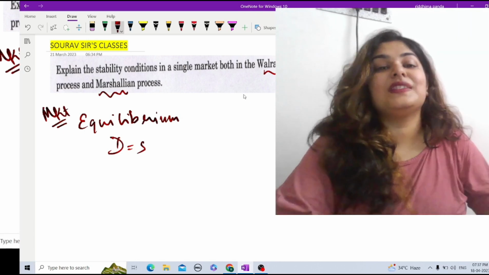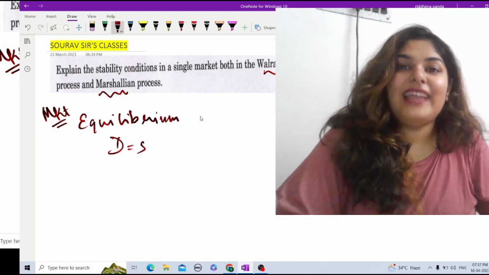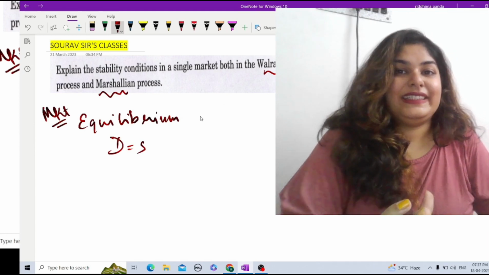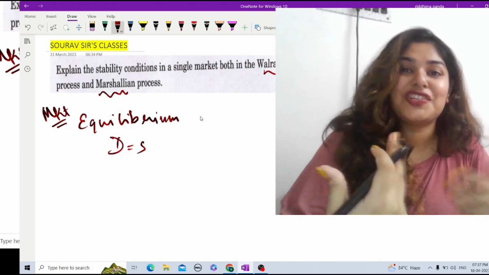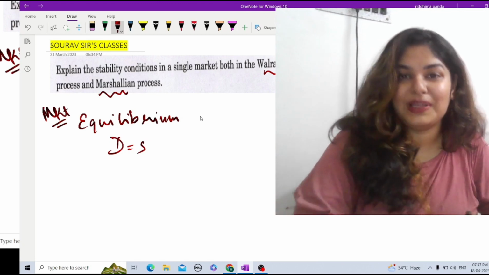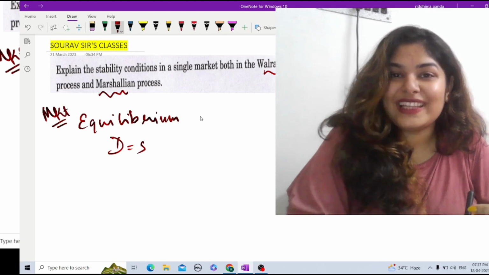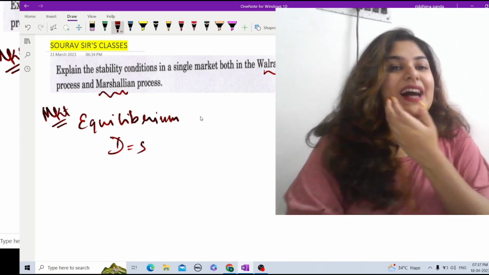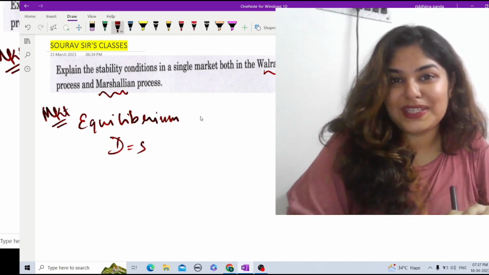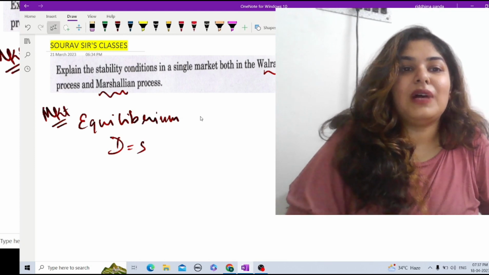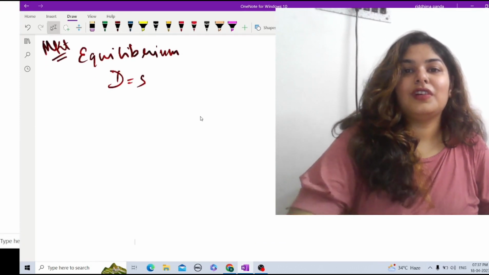Now this is explained by the Walrasian and Marshallian processes, talking about stability. Stability means if there is a disturbance in this equilibrium, like there is either excess supply or excess demand, then the market needs to come back to the equilibrium. If it is able to come back to the equilibrium, no matter what the deviation in the market is, then we say that the equilibrium is stable. But if once the equilibrium is disturbed and it cannot be restored, then we say that the equilibrium is unstable. So let us start the process of Walrasian as well as Marshallian equilibrium stability, okay?